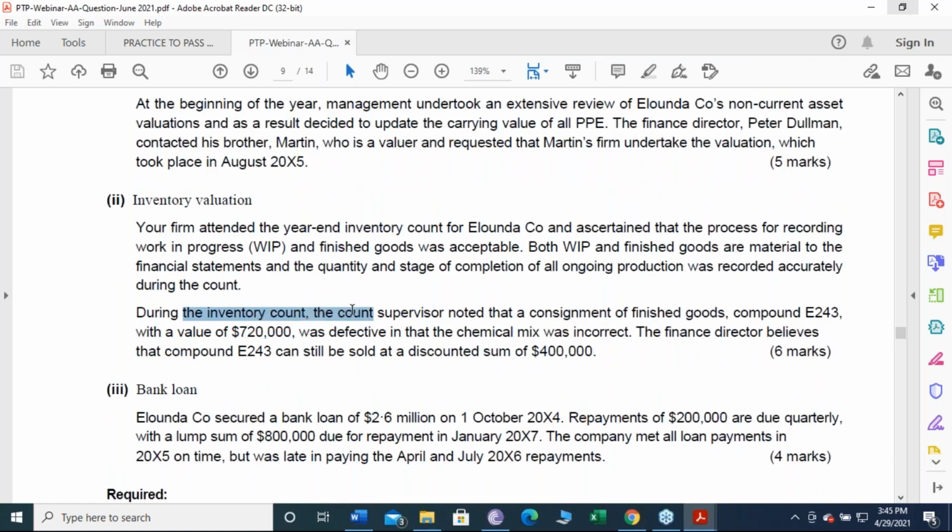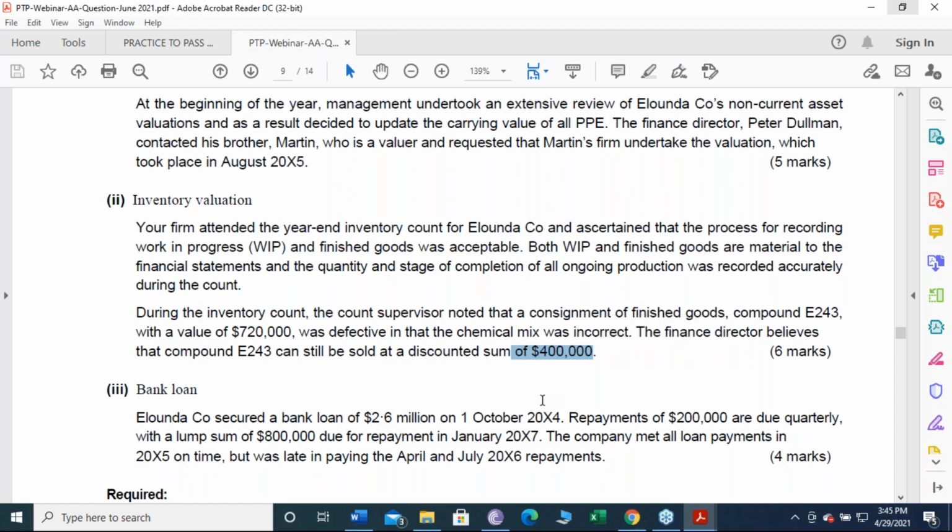During the inventory count, the count supervisor noted that a consignment of finished goods, compound E243, with a value of 720,000 was defective in that the chemical mix was incorrect. The finance director believes, no, this is not a guarantee, the finance director believes that the compound still can be sold at a discounted price of 400,000. Now what?